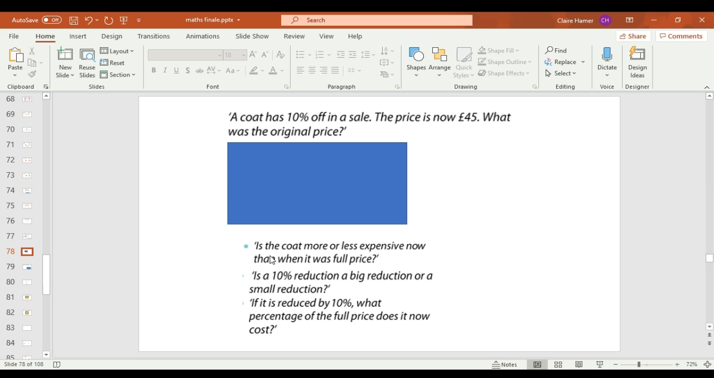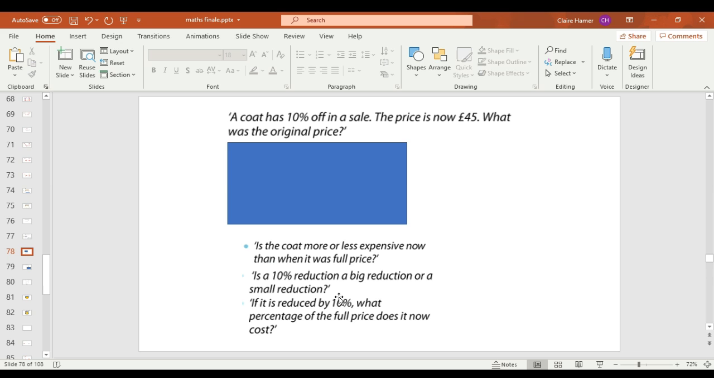So this isn't telling you that the price is £45. There's 10% off. What's it cost now? It's telling you that the coat has got 10% off and it now costs £45. So you're looking at the original amount.